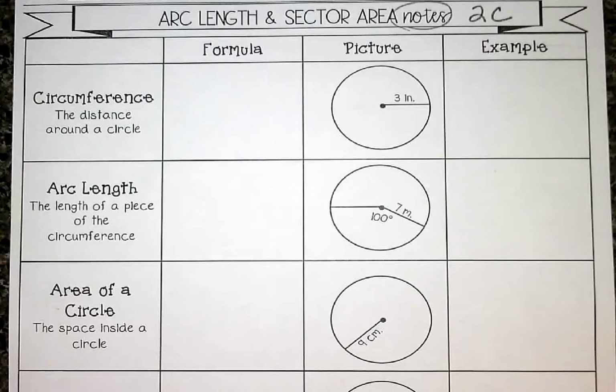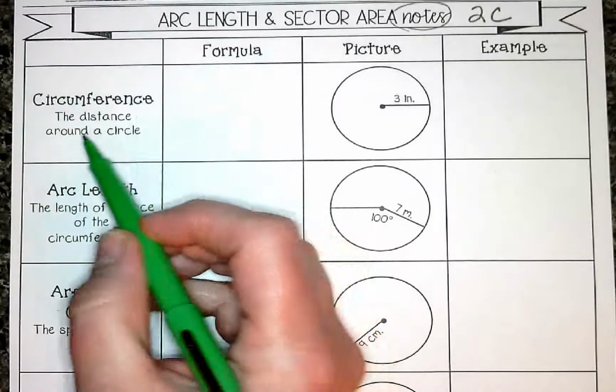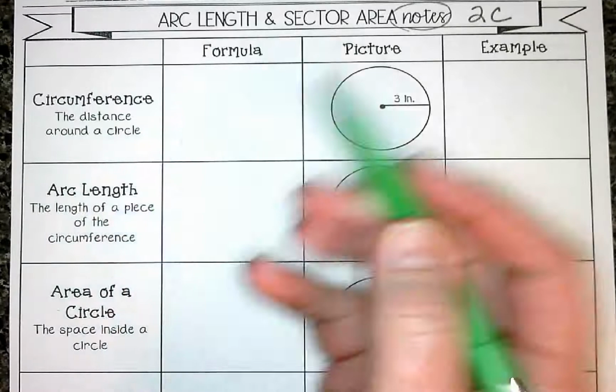Okay, in this lesson, 2C, we're going to talk a little bit about probably two things you have not heard of before, but they are related to things you just did or things you have heard of before. So the first thing we want to do is just review circumference real quick. By definition, the circumference is the distance around a circle.